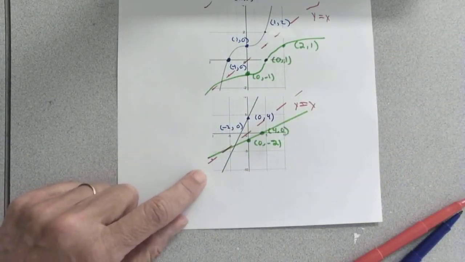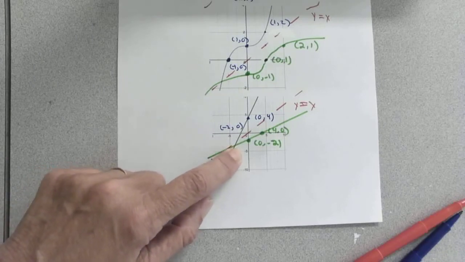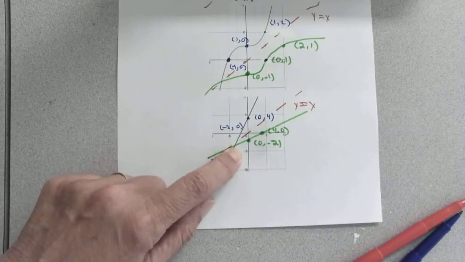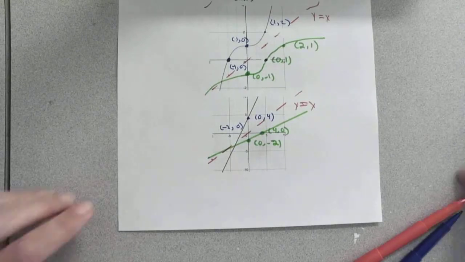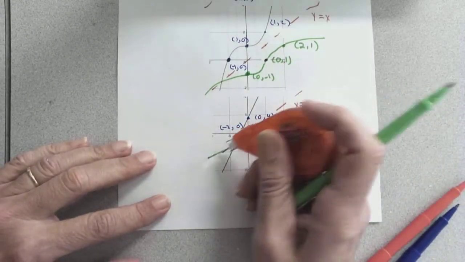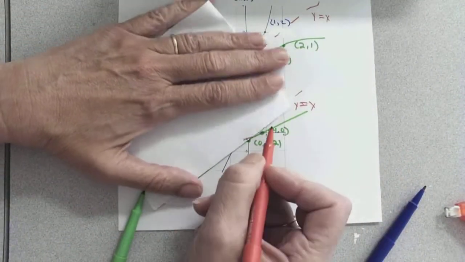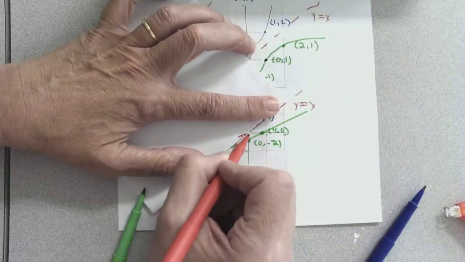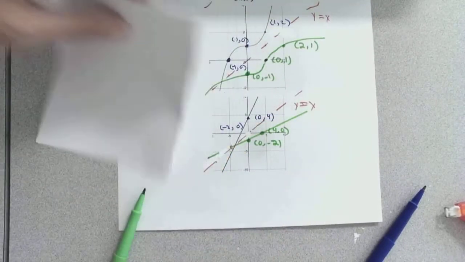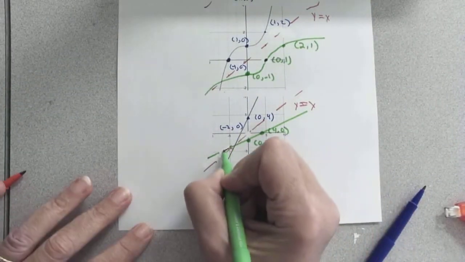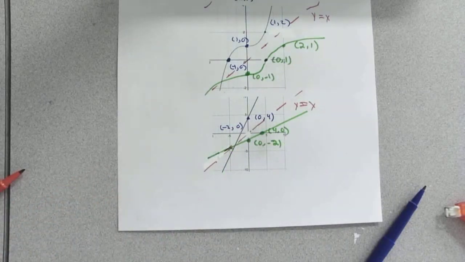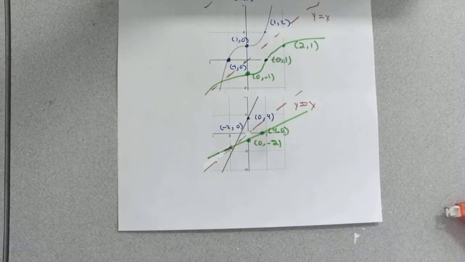My graph is a little bit off here. The red line should be going through this point right here. So we will fix that up with my whiteout. There, that looks a little better. And there's the graph of my inverse. Okay, so that's the graphical property of inverses.